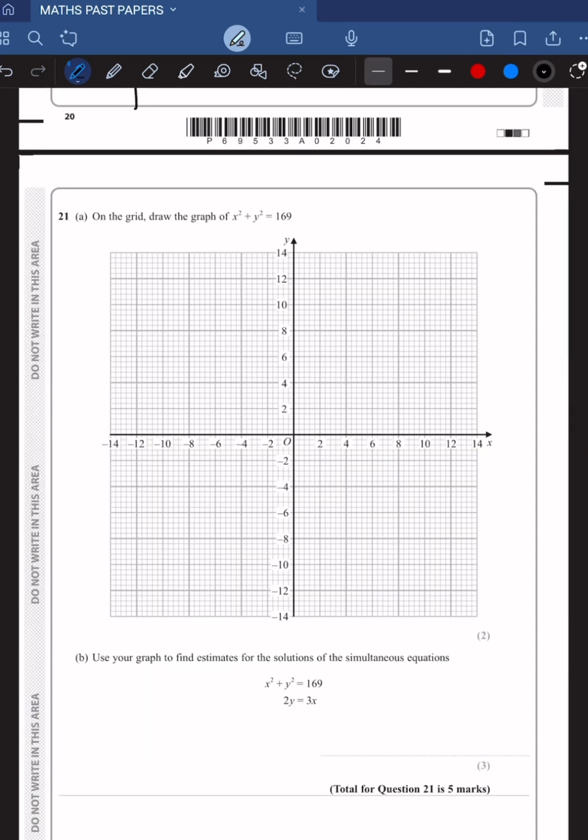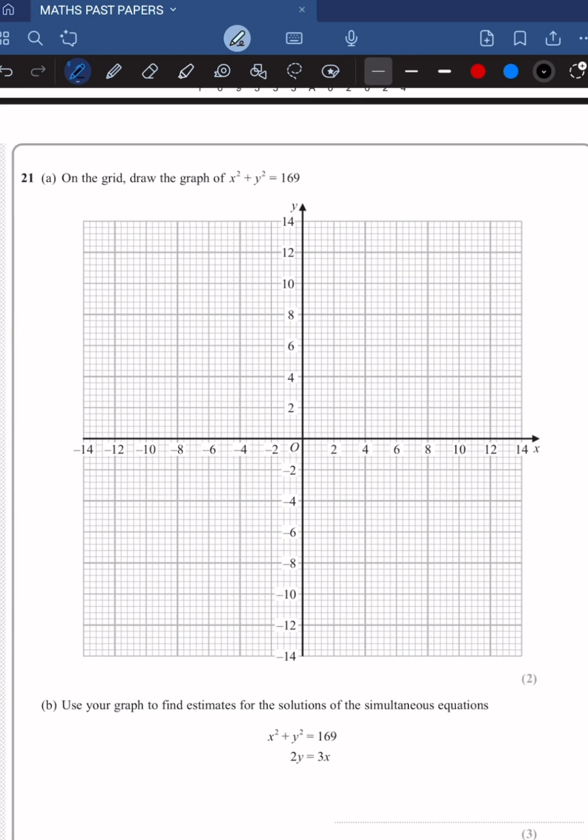So we're at question 21 now. On the grid, draw the graph of x squared plus y squared is 169. Well, we know this is a circle, center 0, 0, with radius 13, because x squared plus y squared equals r squared. And of course, if r squared is 169, r is 13.